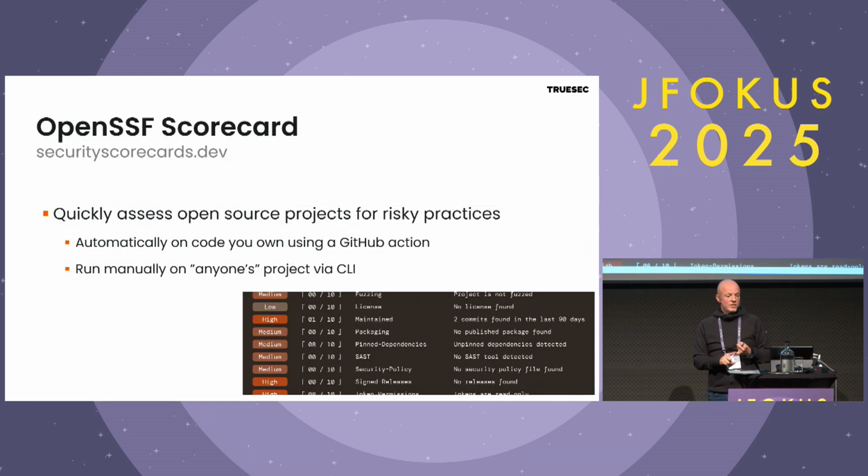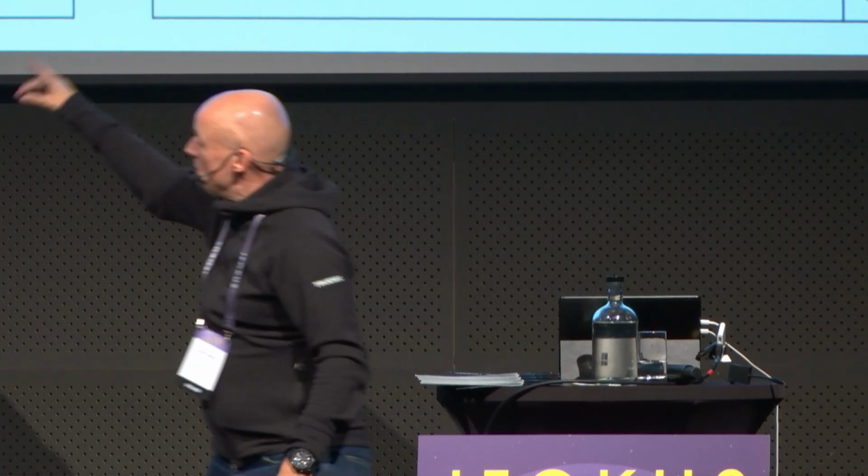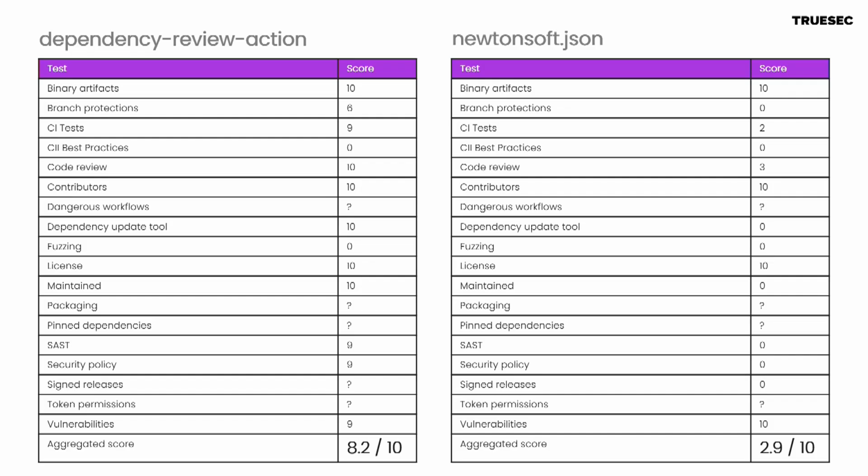This is cool because it also has a GitHub action. You can also run it as a CLI. And it has 19 different parts that it measures and creates an aggregated score on how well this open source project is being maintained from a security perspective. Then you can create your own awareness of, we don't want dependencies that have an aggregated score worse than 7.5, for instance. Or we might go even deeper. Looking at the dependency review action, I ran this a couple of weeks ago. It has 8.2 of 10.